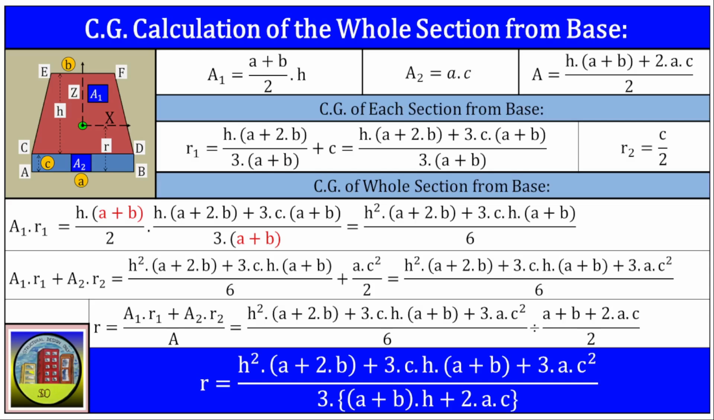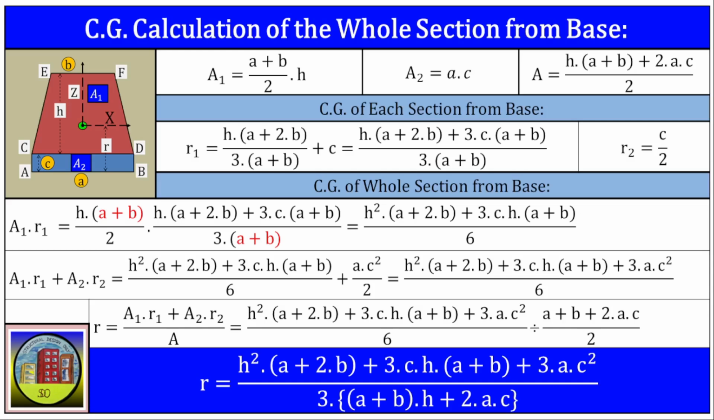Calculation for the moment of each area about the base. Moment of A1 about the base, A1 into R1, equals to h square into (a plus 2b) plus 3 into c into h into (a plus b), by 6. Moment of A2 about the base, A2 into R2, equals to a into c square, by 2. Calculation for the total moment of the section about the base.